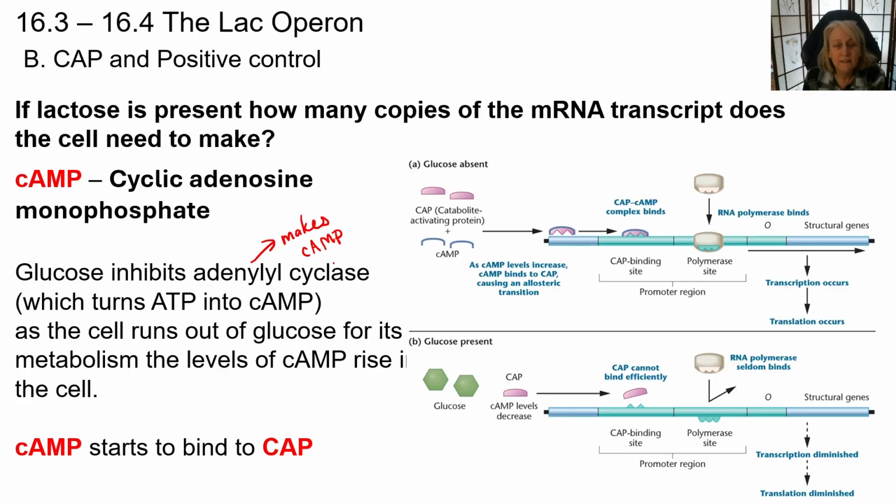If there is a lot of glucose, there's very little cyclic AMP. If there's little glucose, or no glucose, there's a lot of cyclic AMP.